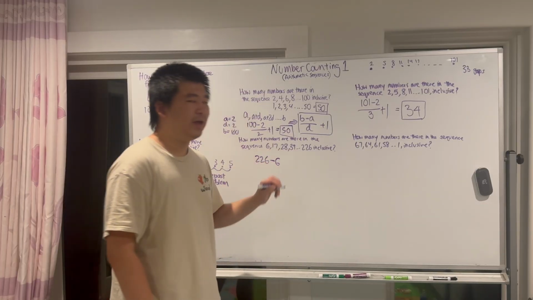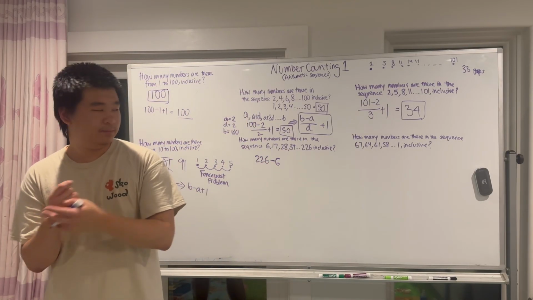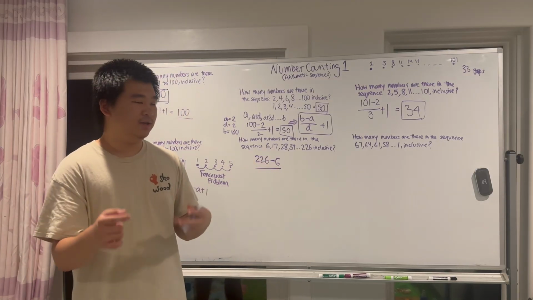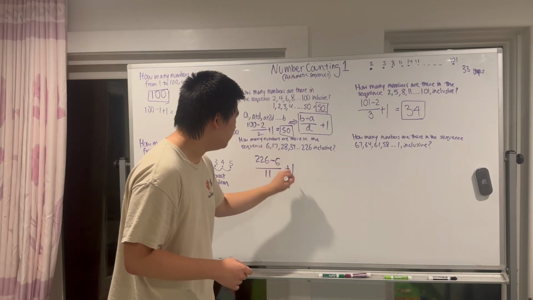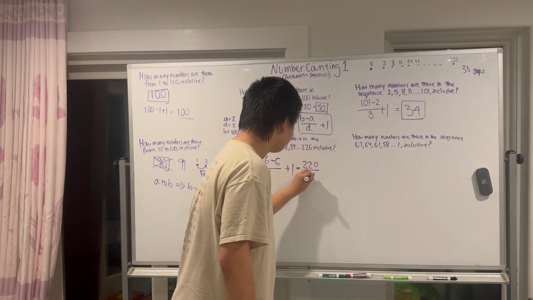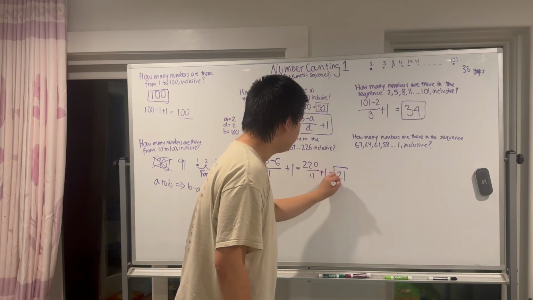So you can kind of think of it as last minus first over difference plus 1. Last minus first over difference. What's the difference? It's 11 plus 1. Okay, that gives us 220 over 11 plus 1 equals 21.